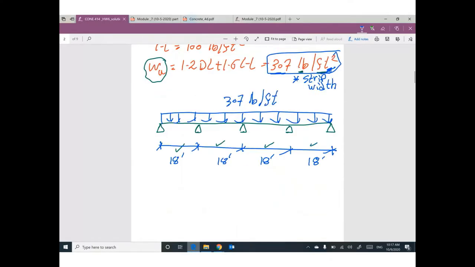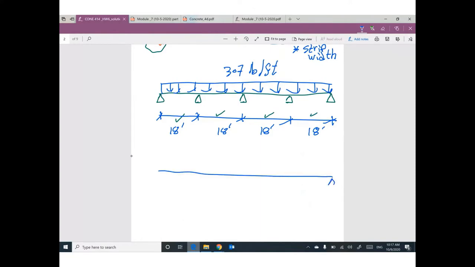Can I draw the bending moment right now? Yes, you can. We have negative here, negative, positive; negative, positive; negative, negative; negative, negative; positive, positive; negative.